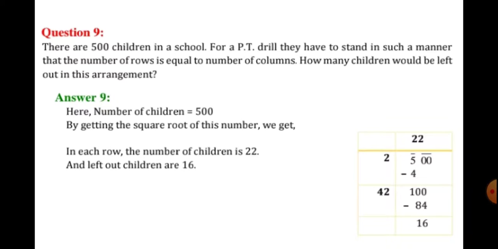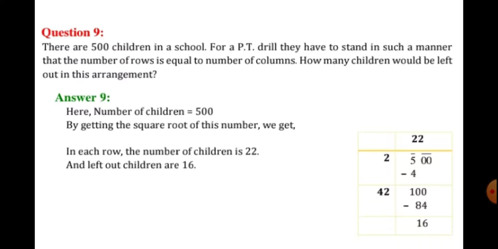The question is, there are 500 children in a school. For a PT drill, they have to stand in such a manner that the number of rows is equal to the number of columns. How many children would be left out in this arrangement?